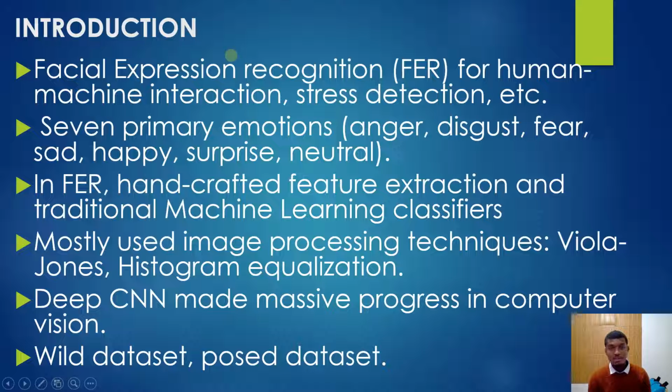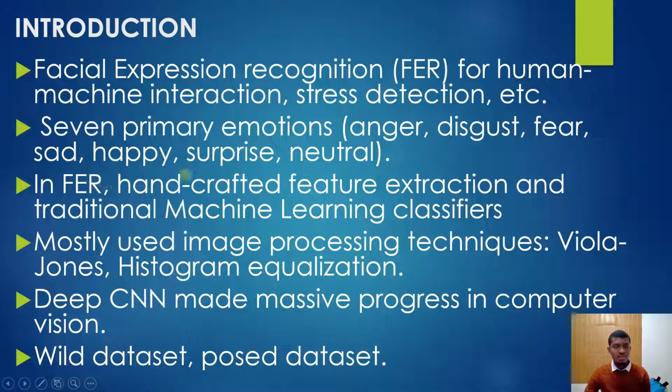So we know that facial expression recognition is one field that is very interesting in the research area because it helps us with human-machine interaction and threat detection. It can also be used in some car companies to monitor the drivers and so forth. The emotions that are primarily classified are 7: anger, disgust, fear, sad, happy, surprise, or neutral. So in this study, we will be trying to classify those 7 emotions.